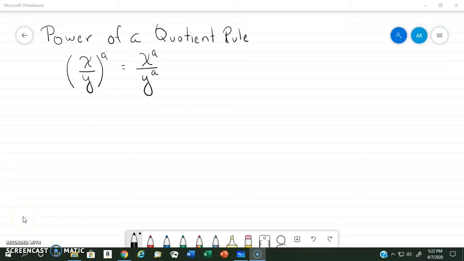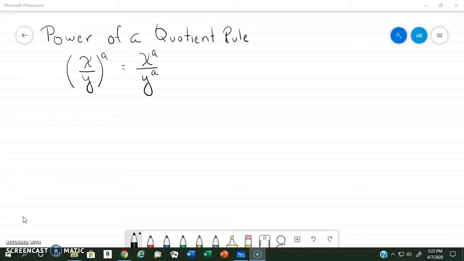So we're talking about the power of a quotient rule, and all this means is you have a quotient that has two different bases in it. So you have the x divided by the y, all of that inside the parentheses raised to the a power. And what that means is then you're going to bring that exponent down into each piece of it. So the x gets the exponent of a, and so does the y.